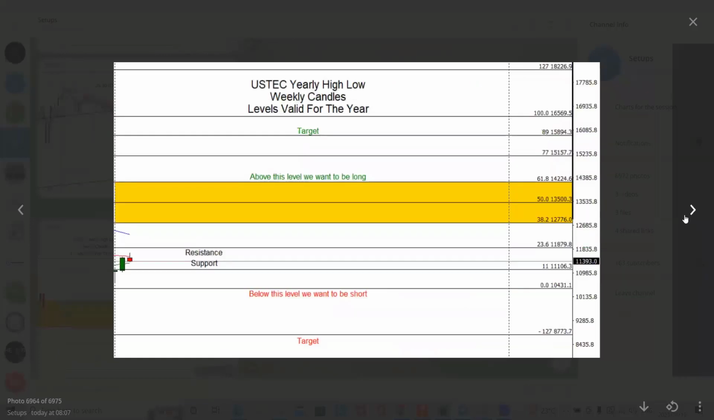On the US Tech yearly high low, currently between levels of 11 and 23.6 support resistance. If you look at the moving averages, 50 is above 21, above 8. That's indicating trend is down. So for now, I'm just looking for a push below the 0 level to aim for the minus 127.